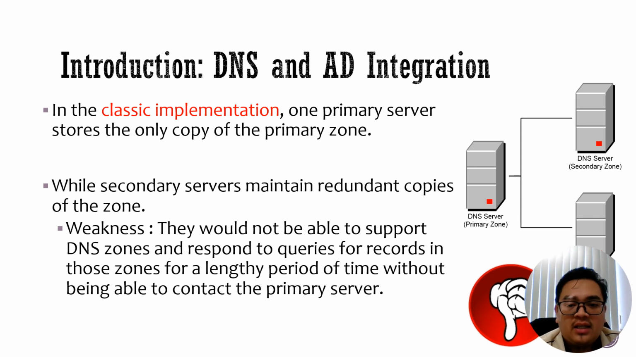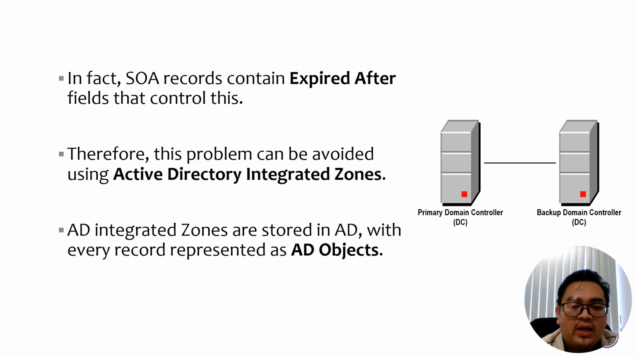So, introduction to DNS and AD integration. This is the classic implementation. One primary server stores the only copy of the primary zone, while secondary servers maintain redundant copies of the zones. So there is a weakness: they will not be able to support the DNS zones and respond to queries for records in those zones for a lengthy period of time without being able to contact the primary server. In fact, SOA record fields control this expiry. Therefore, this problem can be avoided using Active Directory integrated zones.